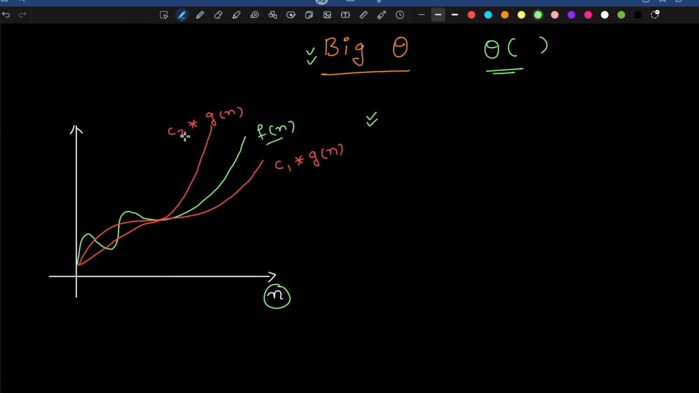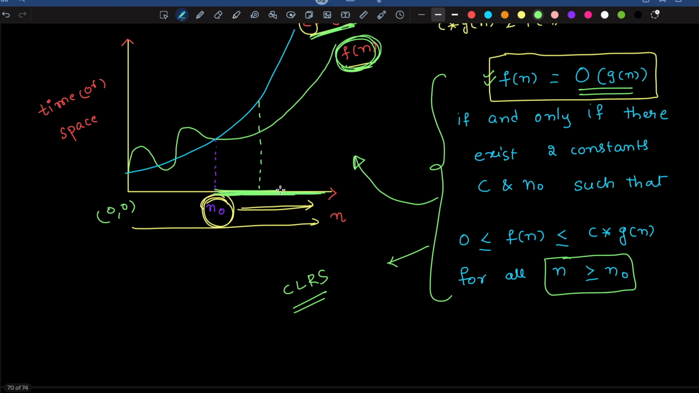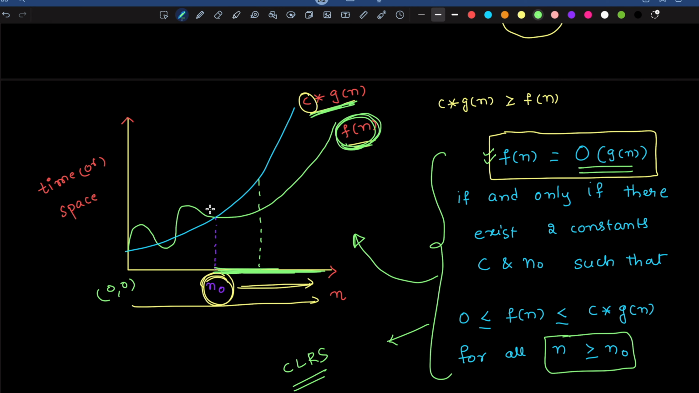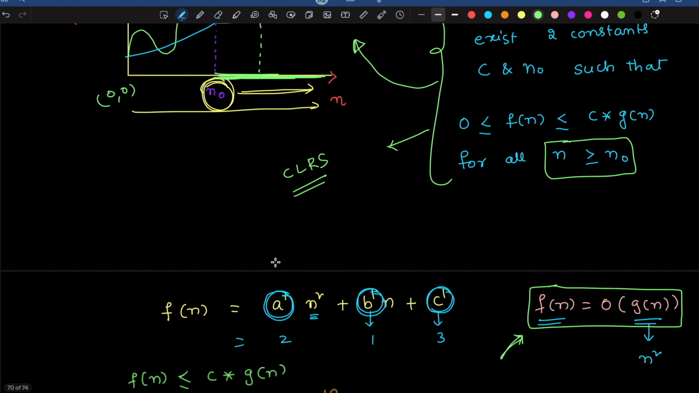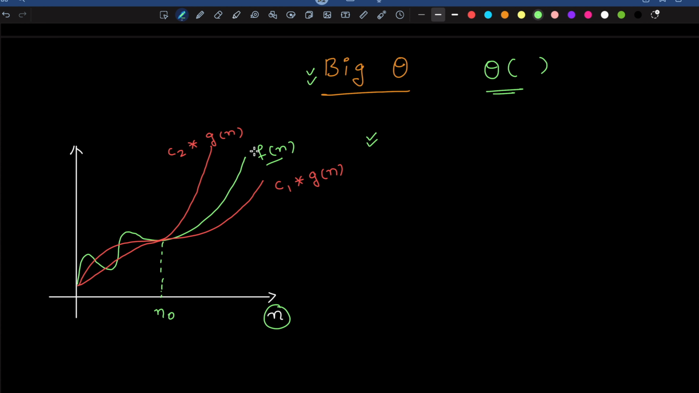Now comes the interesting part. Assume that we have two more functions, one which is c1 into g of n and another one which is c2 into g of n. This is my n0, n naught. Unlike the big O case, where we had only one bounding curve above f of n, in case of theta we have two curves: one above f of n and another one below f of n.